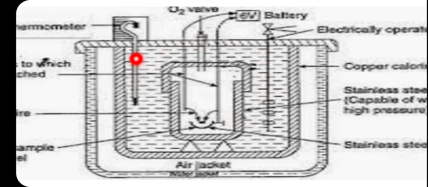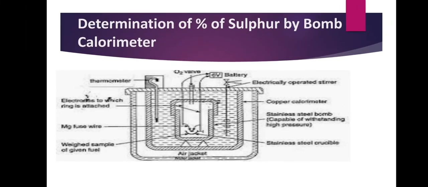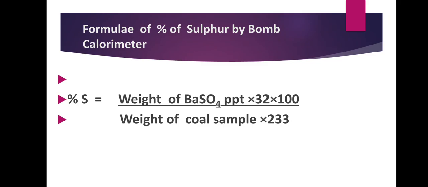Before the start of the experiment the initial temperature is noted, and the final temperature is also noted, after which there is no rise in temperature. Then a formula is used. So this is the formula that is there. So the percentage of sulfur, and in the bomb calorimeter, actually the fuel gets converted into ash form, and to this ash some amount of barium chloride is added.